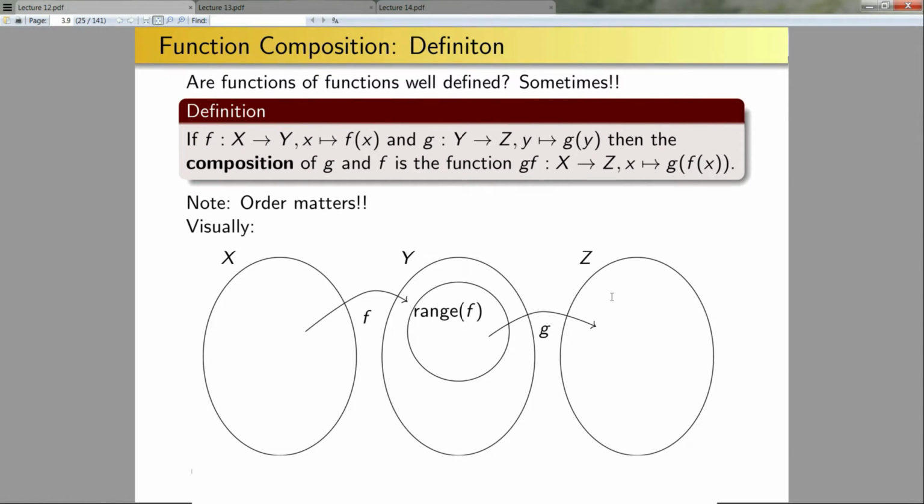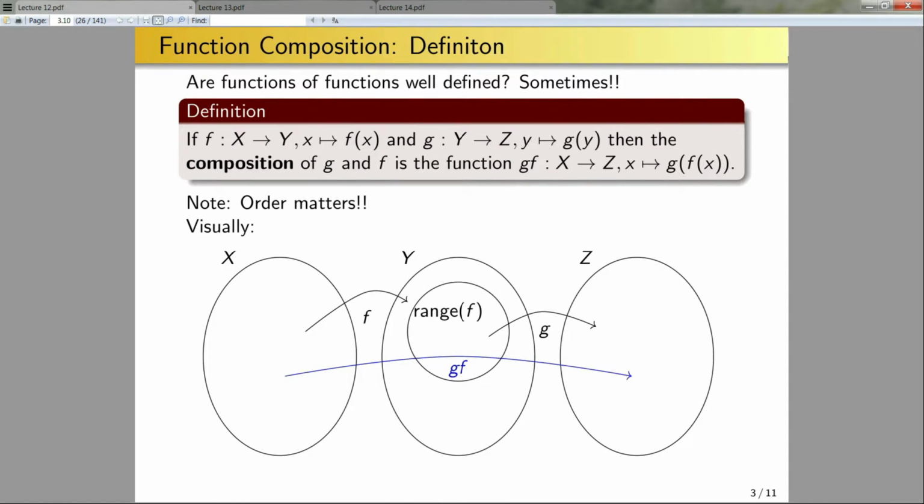So now I can build this new function, g of f, that takes all of the x's over here, maps them to the range of f, and then maps them to z. So formally, gf takes things in here, goes through the range of f, that's why I drew the arrow here, and ends up over here in z.